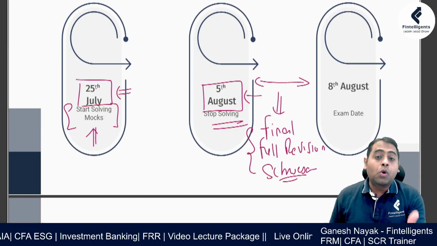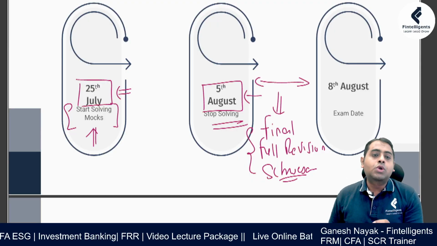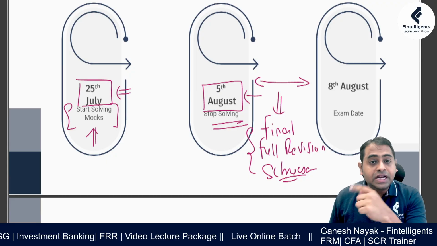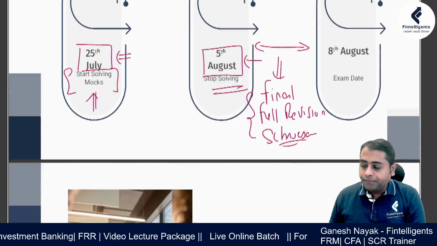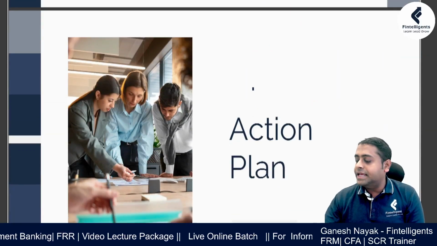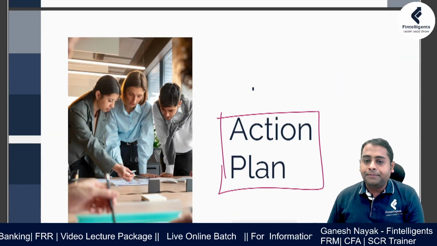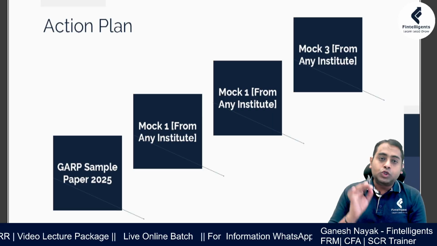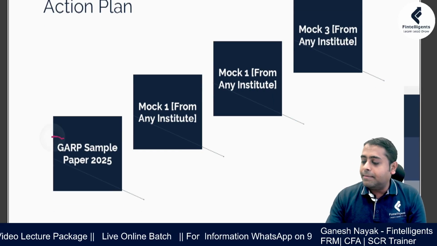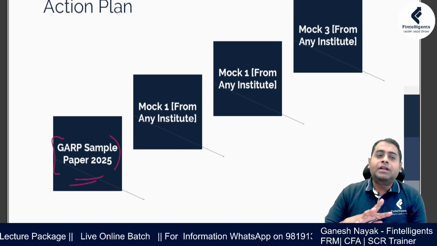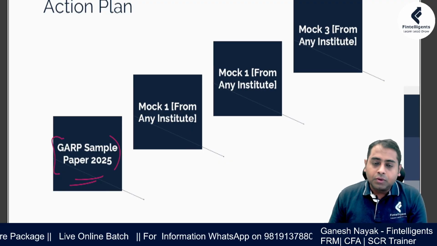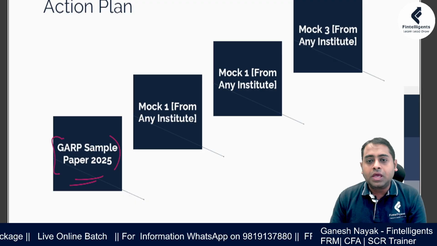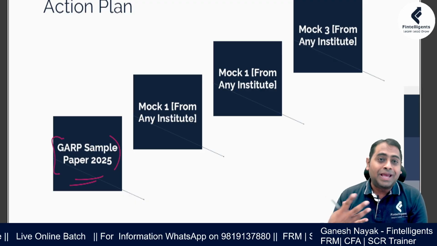But how should I go ahead? How many mocks should I do within this time frame? That is what we are going to be covering now. So what should be your exact action plan? I generally suggest that you should be solving a GARP sample paper. Now there are 2 GARP sample papers that are provided. If you can do even one, that is okay, depending upon how much time you can dedicate.